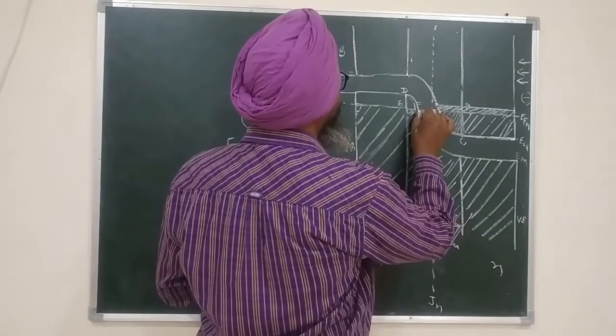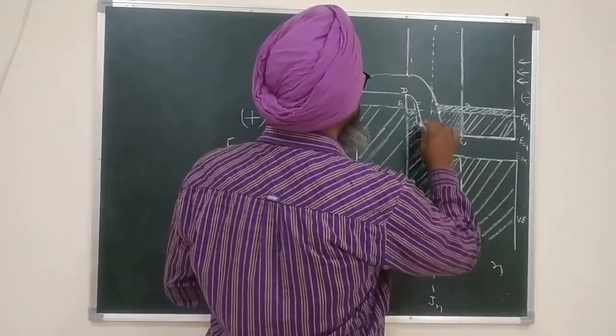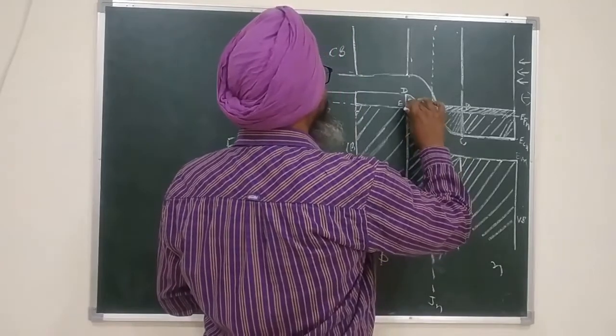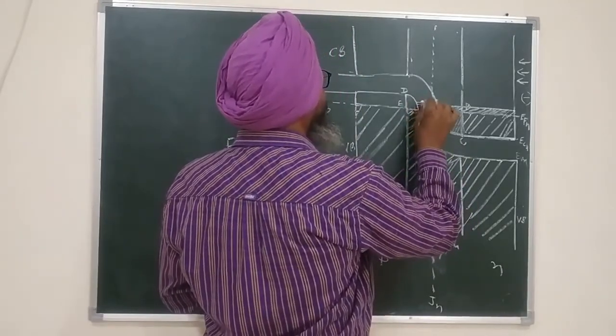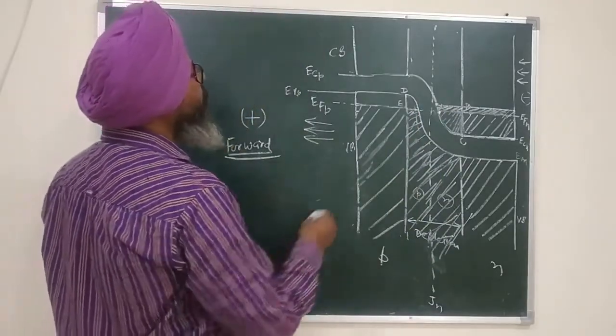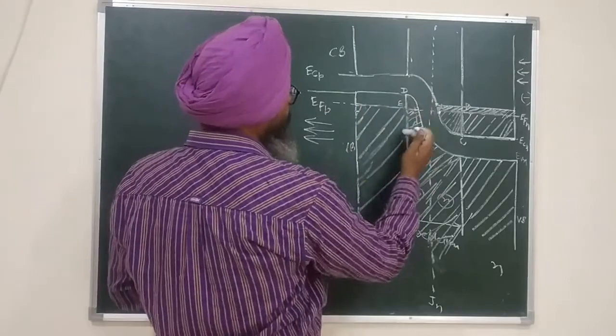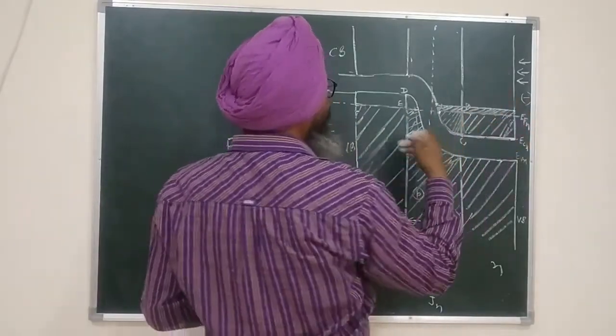Sorry, it is a freehand diagram. So when you draw a freehand diagram, you may not be able to draw perfectly at first instance. Now what will happen when it loses these electrons? This Fermi level goes down. Here the Fermi level will go up after applying.